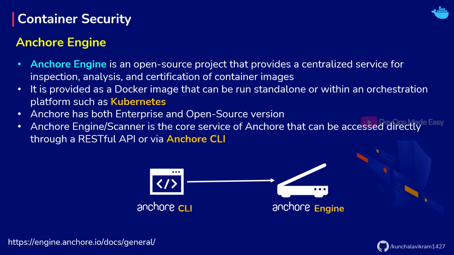Anchore Engine is an open source project that provides a centralized service for container inspection, analysis, and certification of container images. It can either run as a standalone Docker container inside a Docker host, or we can deploy it inside Kubernetes as well. It has both enterprise and open source versions. So in this video, we are using the open source version to scan various Docker images. Anchore Engine, also known as Anchore Scanner, is a core service of Anchore that can be accessed directly through a RESTful API, or we can also use Anchore CLI to talk to the Anchore Engine.